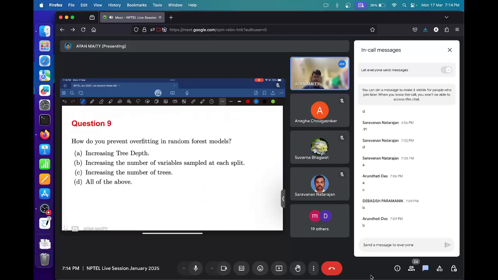Now question 9. How do you prevent overfitting in random forest models? Increasing tree depth, increasing the number of variables sampled at each split, increasing the number of trees, all of the above.